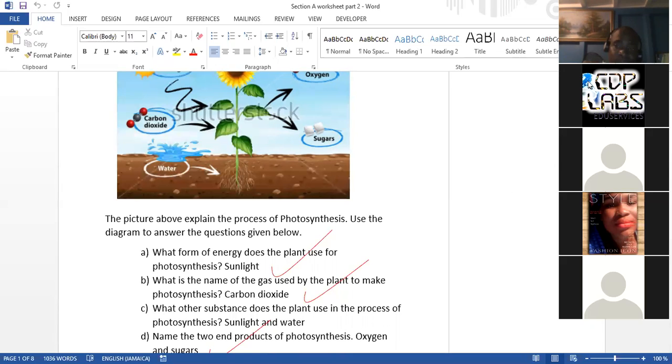All right. Now, it says, what is the name of the gas used by the plant to make photosynthesis? And the answer will be carbon dioxide. And the other question, this is where there's a problem. What are the substances the plant uses in photosynthesis? So when you give a substance, that's what you got wrong. That is what you got wrong.